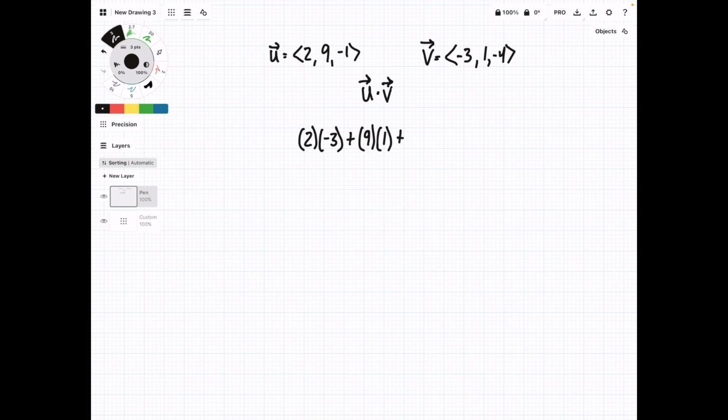And finally, we add the product of the vz components, -1 and -4. So when we do this math out, we get -6 plus 9 plus 4, and this is going to give us 7.